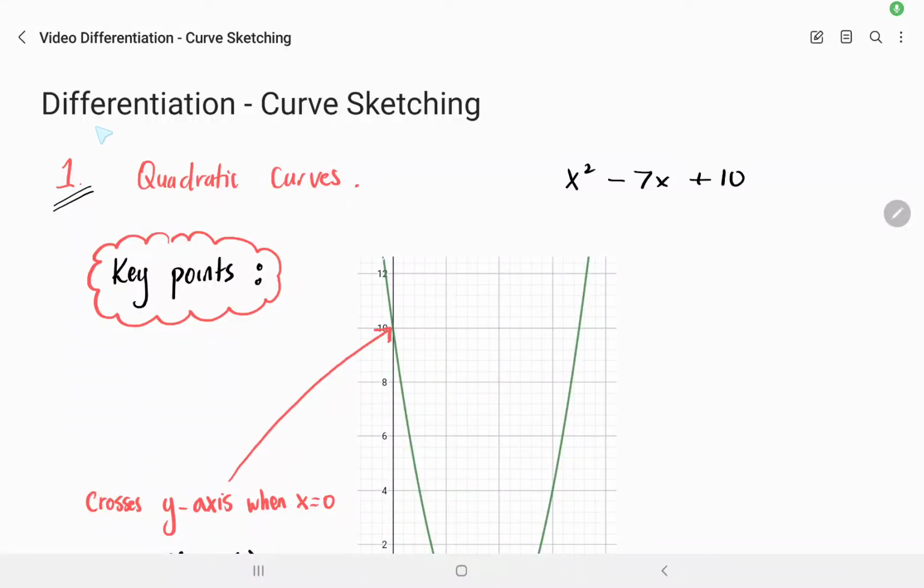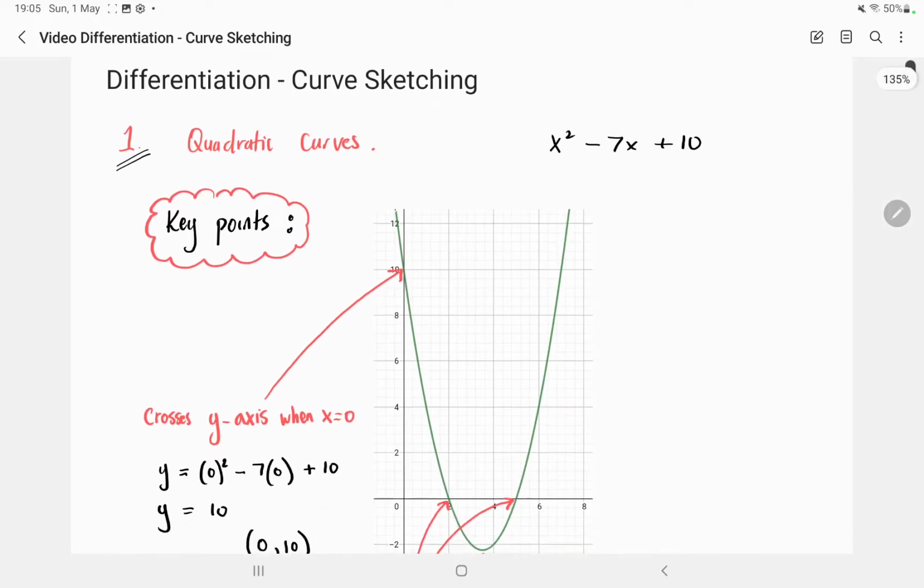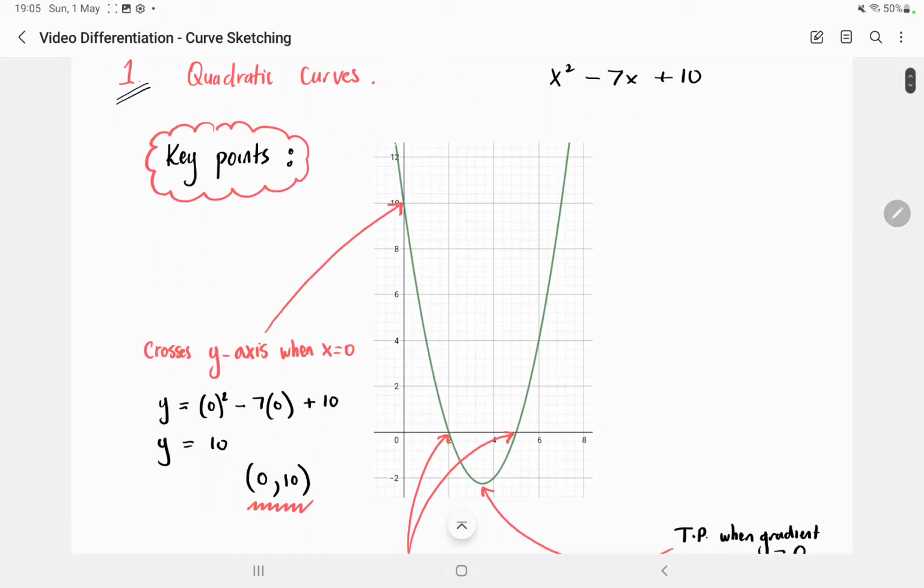This video is about differentiation and how to sketch curves, quadratic curves and cubic curves. We'll start working backwards really by looking at a curve and figuring out what the key points are and then how to get those key points. So first of all, the shape of this quadratic curve, you'll notice that it crosses the y-axis once, crosses the x-axis twice, and it has a turning point. So we need to find all of these key points.